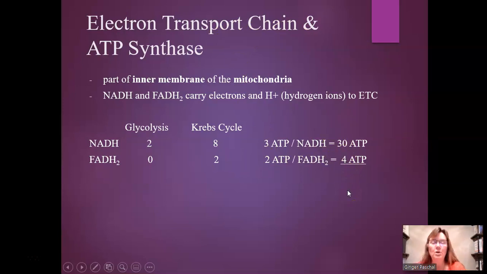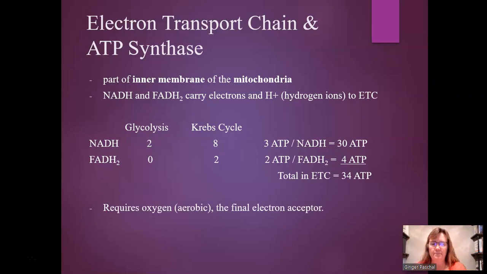That's pretty darn good compared to the 2 that we got in the first process of glycolysis and the 2 that we got during the Krebs cycle. This will have a much better yield. We'll get a total of 34 ATP from this process.